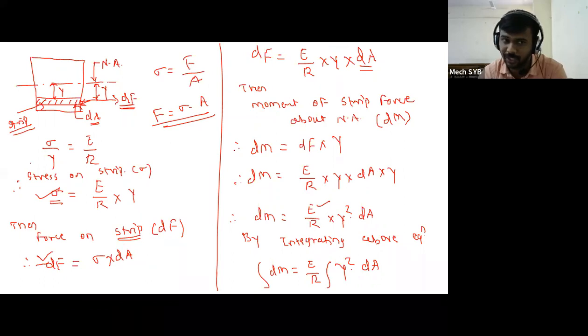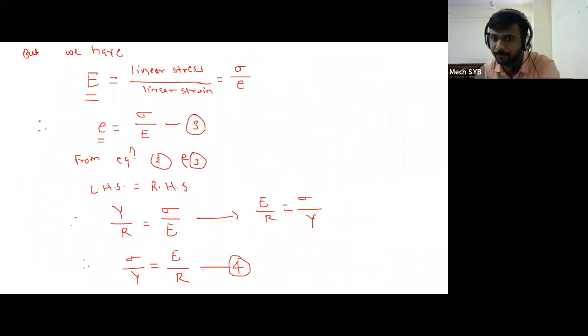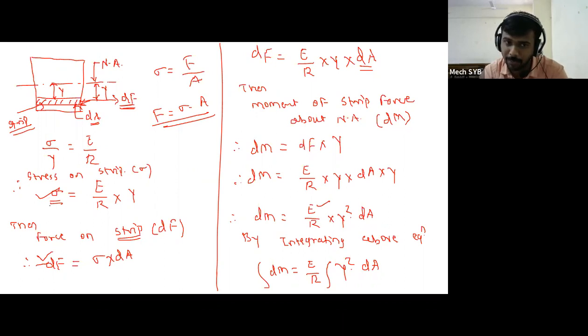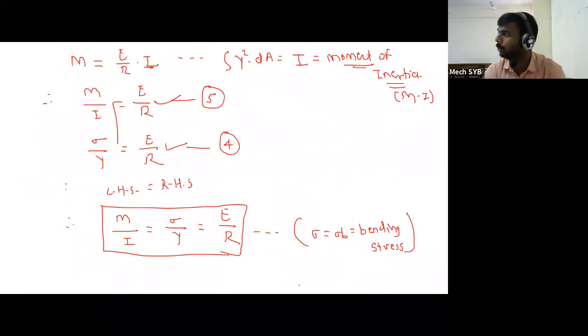मग त्या स्ट्रिप वरचा स्ट्रेस ऑलरेडी आपण हा चॅप्टर इक्वेशन 4 पासून आपण ऑलरेडी काढलेला आहे. So this sigma will be the stress on the strip, or stress in the strip. मग त्या स्ट्रेसचा वापर करून आपण त्या स्ट्रिप वरचा फोर्स काढला आणि तो फोर्स न्यूट्रल ऍक्सिसला रिझॉल्व्ह केला. After that, we are integrating the equation and you will get the equation number 5. By comparing equation number 4 and equation number 5, you will get the formula M upon I is equal to sigma upon y is equal to E upon R.